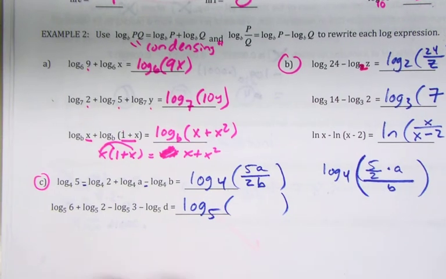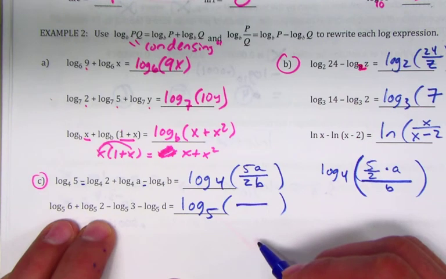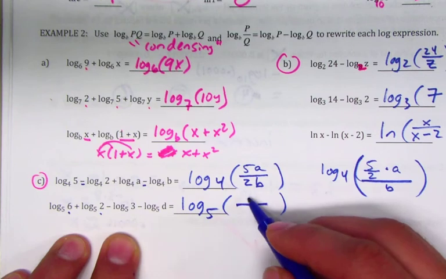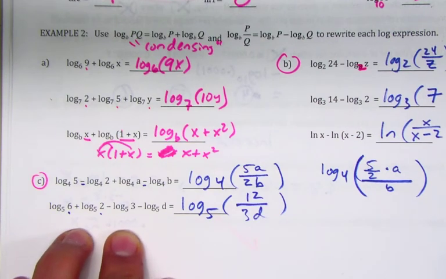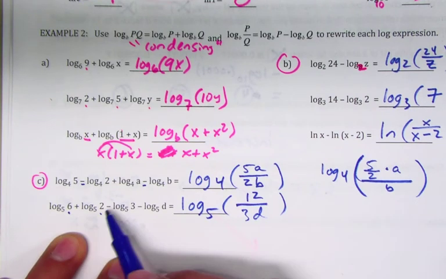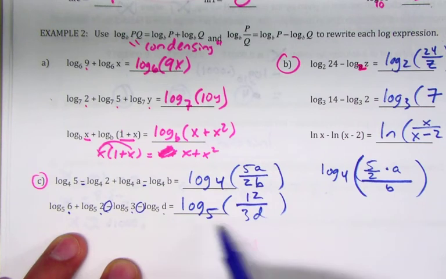Okay? So what's this one going to be? What's the numerator? 6 and 2, we know is 12 when you multiply, right? And what goes to the denominator? 3 and d. Make sense? Wait, why? There'd be 3 over D because it's subtracting, right? Oh, see, this is what I'm saying. So this negative and this negative mean both 3 and D go down here.